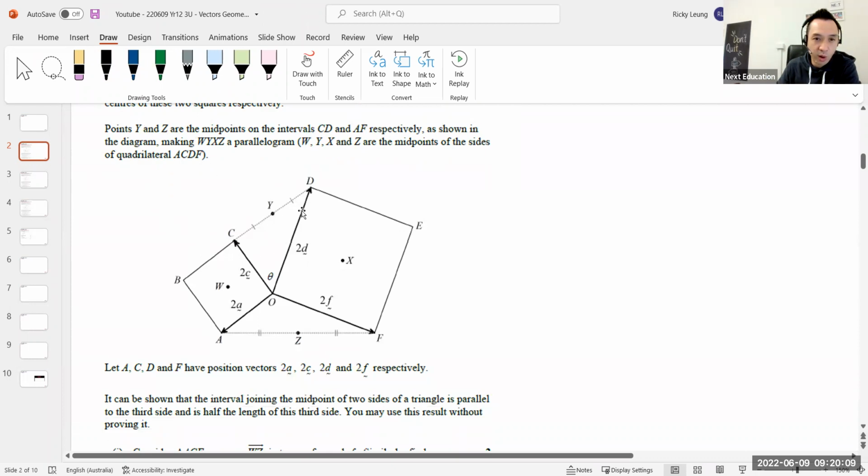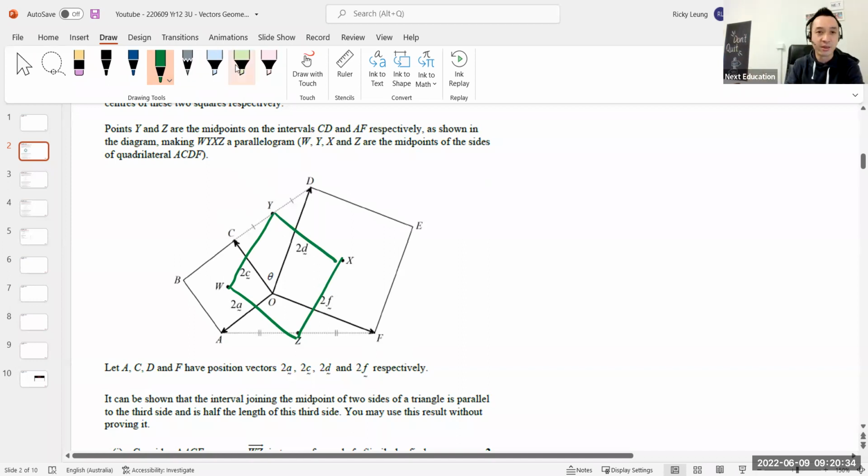Points Y and Z are the midpoints of the intervals CD and AF respectively. Good. And W, Y, X, Z form a parallelogram. So if I illustrate that here, I should use a tool to illustrate, but that's a parallelogram. That's what's been given here. And also the midpoints, okay, great. That's pretty important for later on.